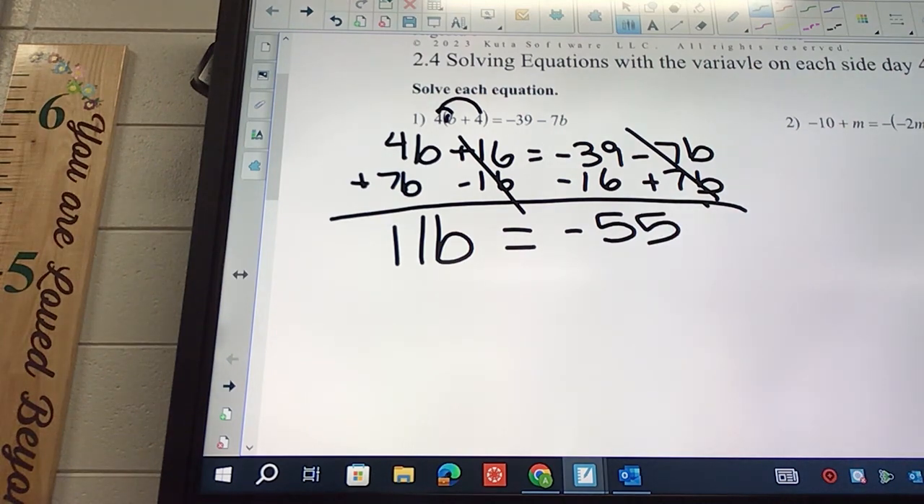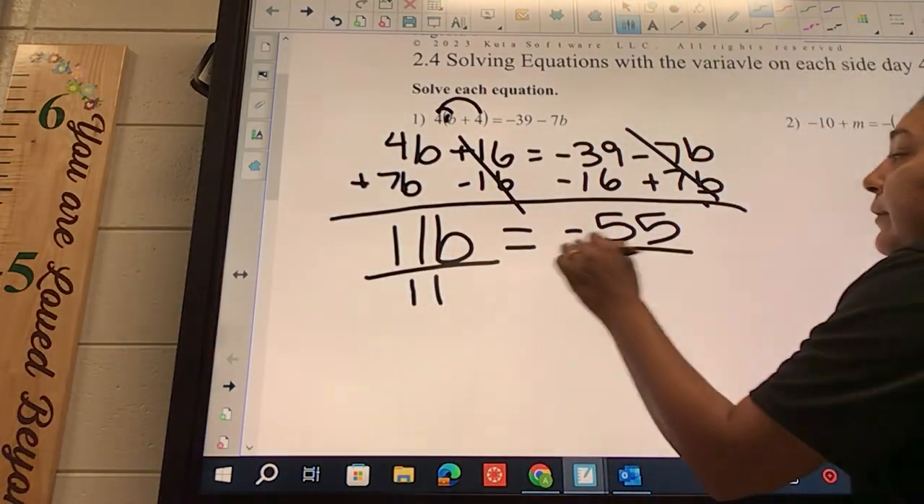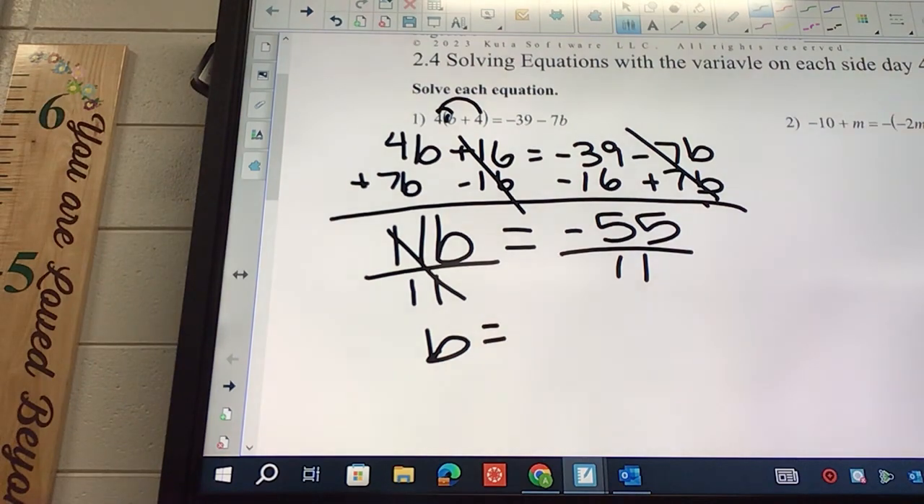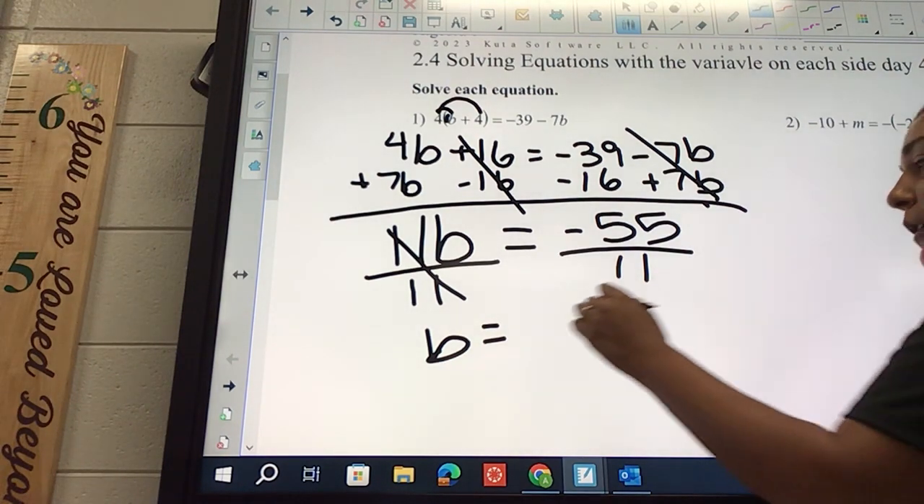Okay. Michael, put that up, please. Close it up, you don't need it. And then divide by 11. So we're going to get what? B equals what? Negative 5.